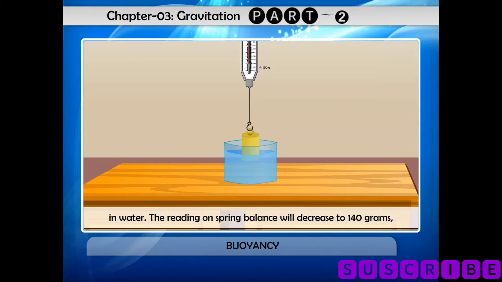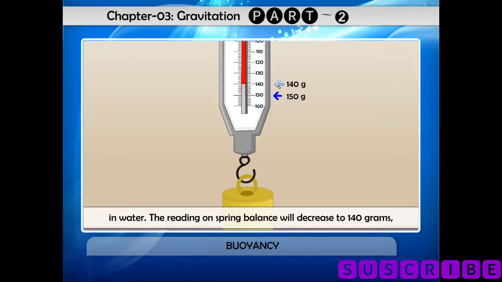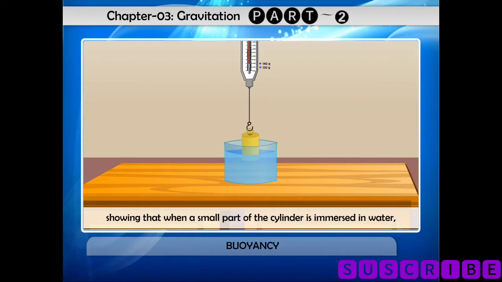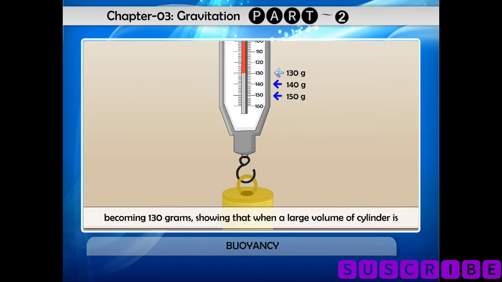The reading on spring balance will decrease to 140 grams, showing that when a small part of the cylinder is immersed in water, its weight appears to decrease and it becomes lighter. Let us now lower the cylinder further down in water so that a large volume of cylinder is immersed in water. The reading on spring balance will decrease further, becoming 130 grams, showing that when a large volume of cylinder is dipped in water, its weight decreases further and it becomes more lighter in water.